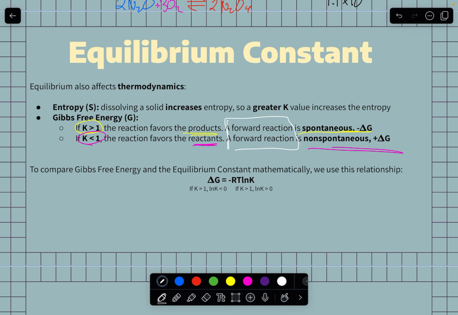Okay, so since there is a relationship there between K and delta G, we have an equation. This equation is on your formula sheet. Yes, it is on your formula sheet under the thermodynamics section, not under equilibrium. Okay, so be careful where you're looking. But you have an equation that relates delta G and K.